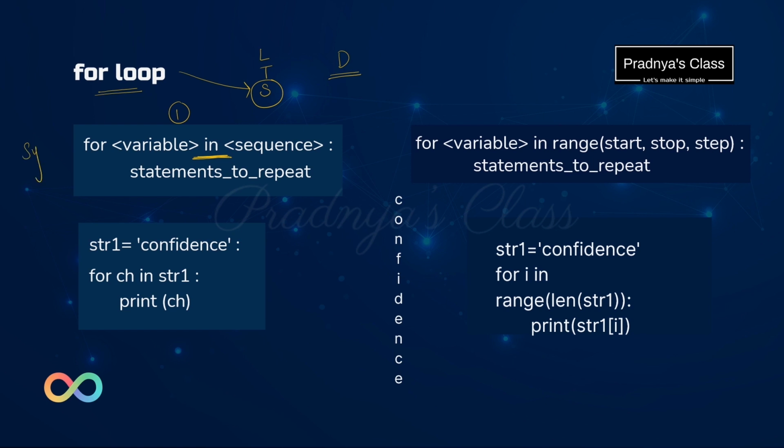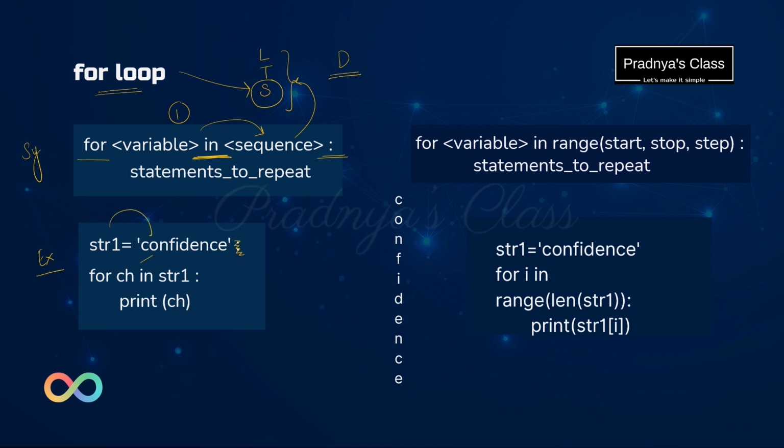So look at the syntax. For variable in sequence. Sequence can be list, tuple or string. To create a block, we should not miss the colon and the statements in that body which we need to repeat. Let's consider one example. Here is a string with some value.